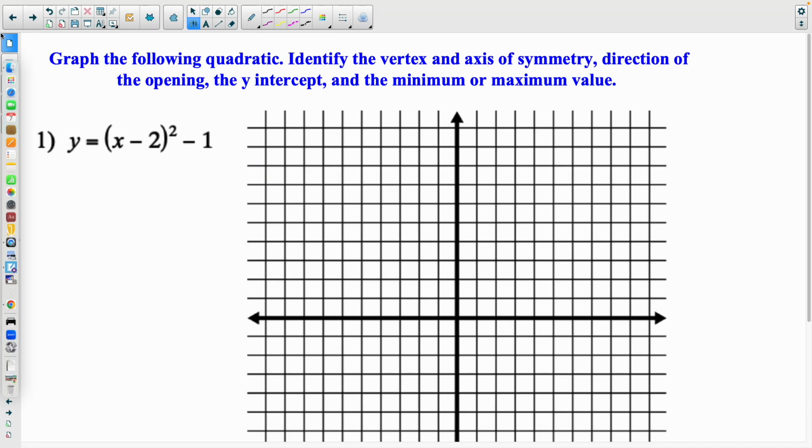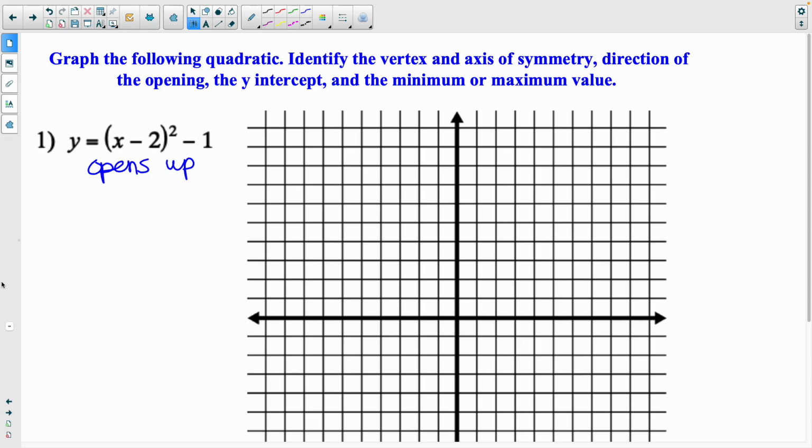All right. First thing we always want to do, the same properties stay for this. So we want to write down if it opens up or down first. So is this going to open up or down? It's going to open up, good. If this is positive up front, if there's no negative right here, it's going to open up.